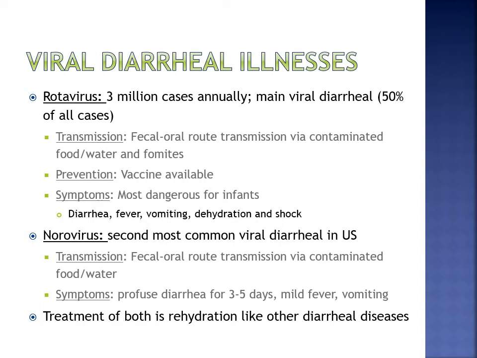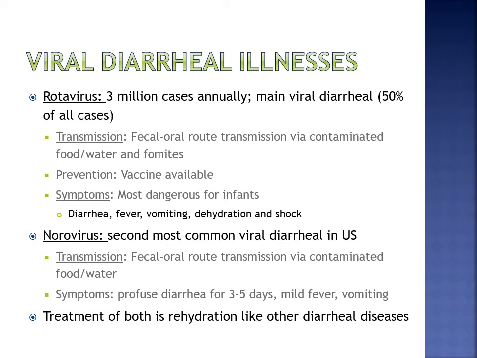For rotavirus, there is a vaccine available. It's just not widely used. Part of the reason why the vaccine isn't used regularly is because for most people it is just a diarrheal disease. Diarrhea, fever, vomiting, possible dehydration. Typically, it's really only dangerous for infants that have that really low immune system still. That's when they can possibly have such bad dehydration that they can go into shock.